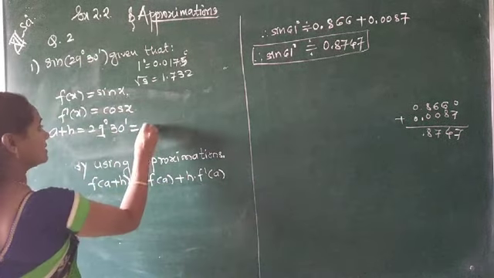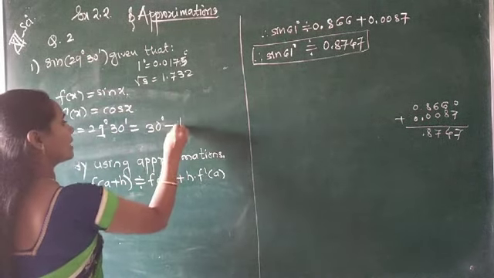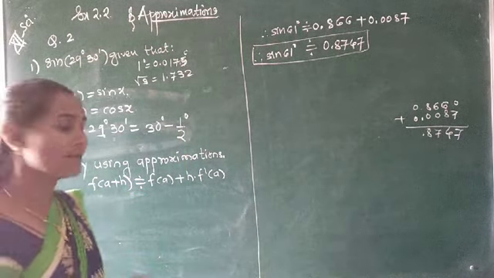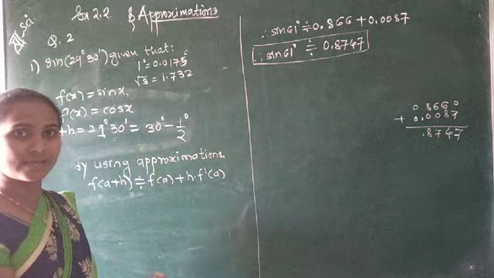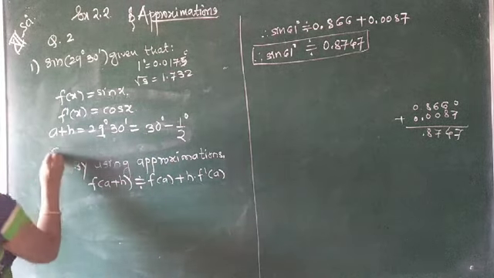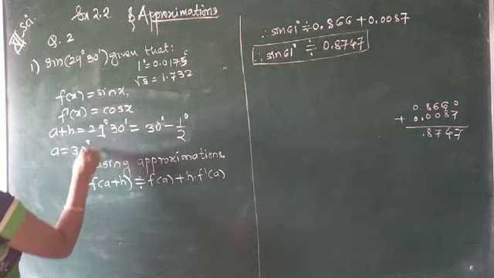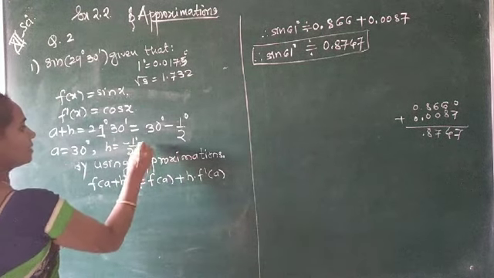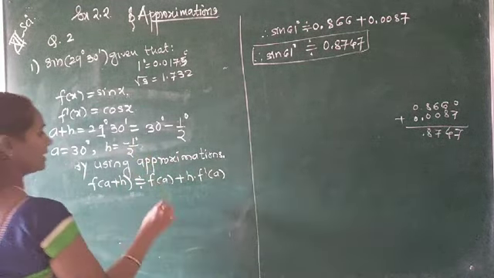So we write this as 30 degree minus 1/2 degree. This is 29 plus half, and here I am taking 30 minus half, which is the same. So here we will get a is equal to 30 degree and h is equal to minus 1 degree upon 2. And here we know the value of 1 degree upon 2.